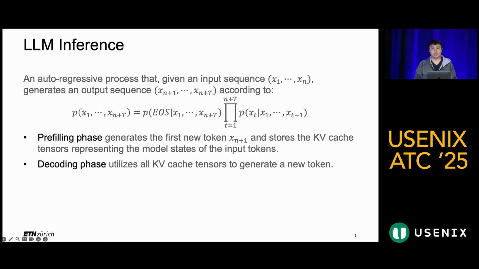So now we introduce the main function that users will use to interact with an LLM. State-of-the-art LLM serving systems accelerate LLM inference by separating it into prefilling and decoding phases. The prefilling phase generates the first new token and stores the KV cache tensors representing the model states of the input tokens. And the decoding phase utilizes all KV cache tensors to generate a new token.